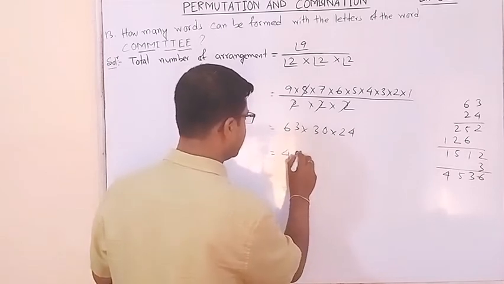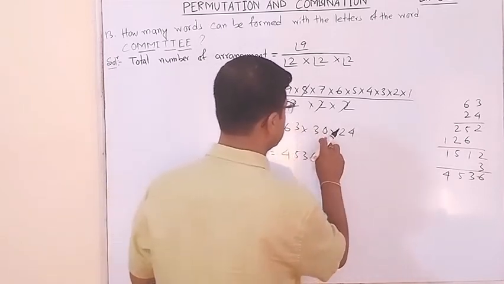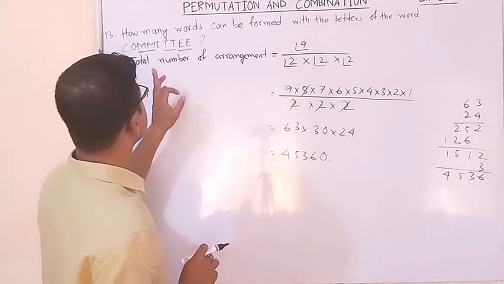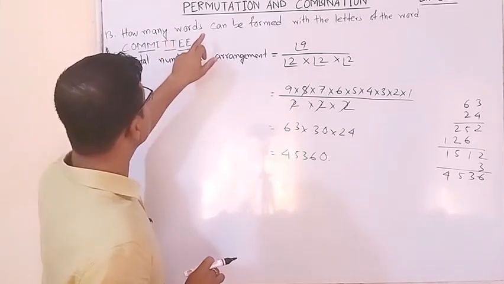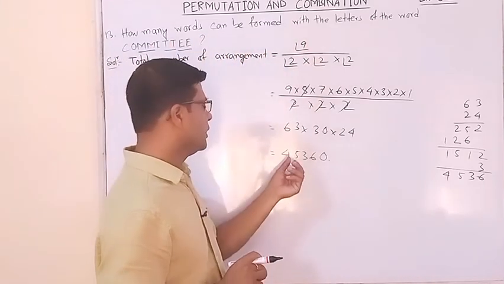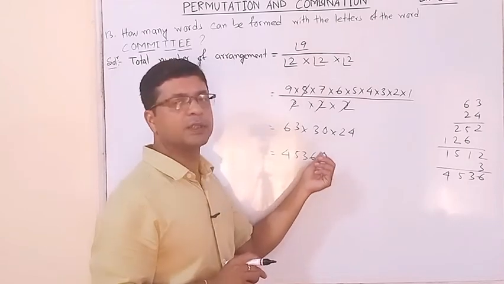4 5 3 6 0. For this 0 we put 0 here. So total number of arrangements, that is, the question was how many words can be formed. So here these 45,360 words can be formed.